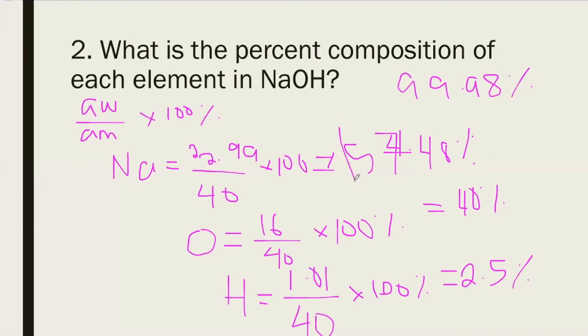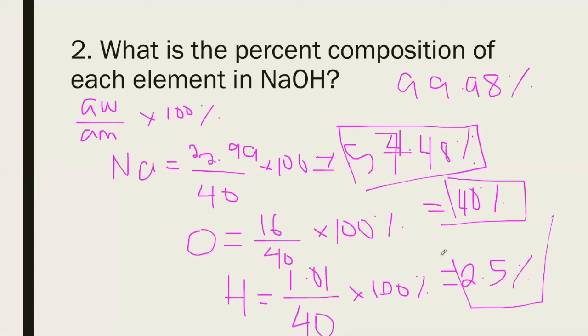So the percent composition of Na, or sodium, is 57.48%, oxygen is 40, and hydrogen is 2.5.